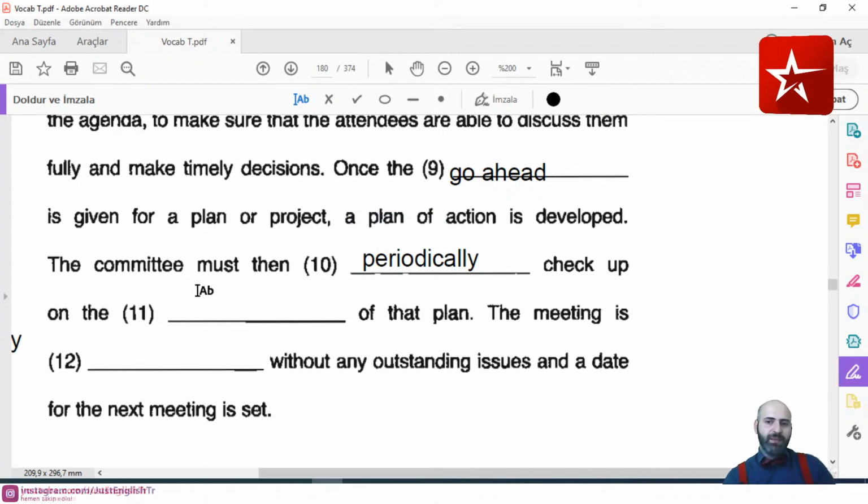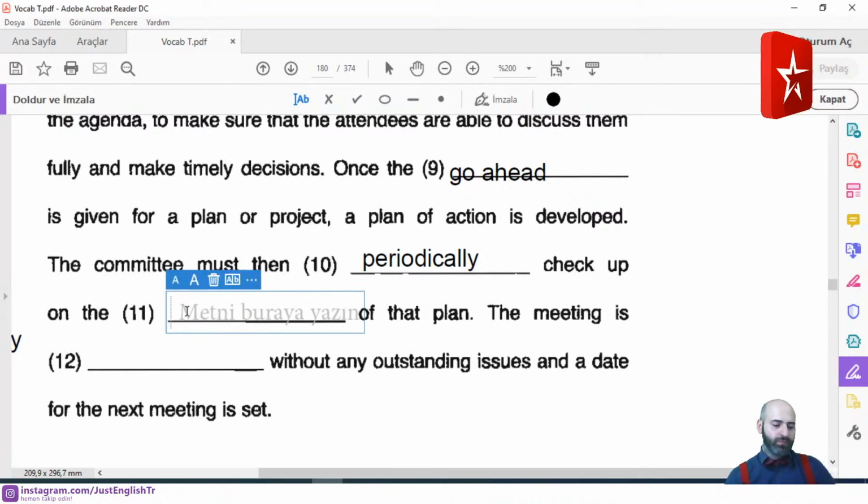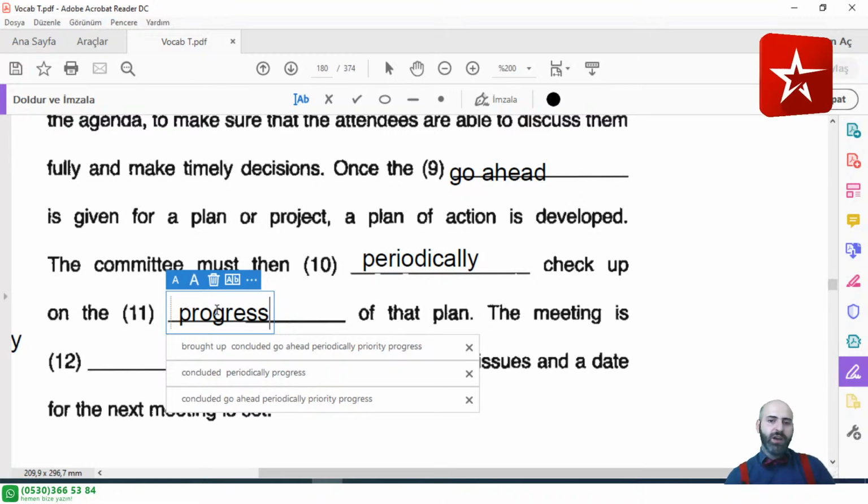The committee must then periodically check up on the what? On the something of that plan. Concluded or progress? Number 11, what do you think? Progress or concluded? We have one person saying concluded, two people saying progress. Gustafa and Fevziye, you are correct. Also Ramazan. Of course, on the progress of that plan.